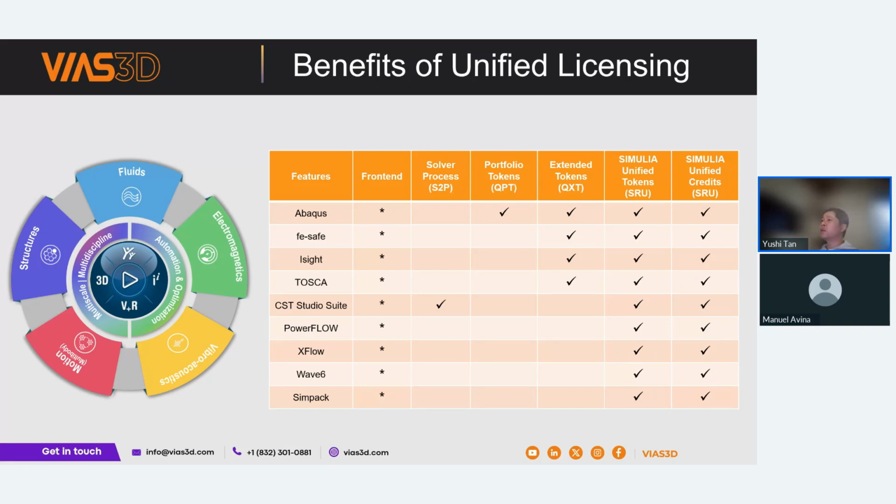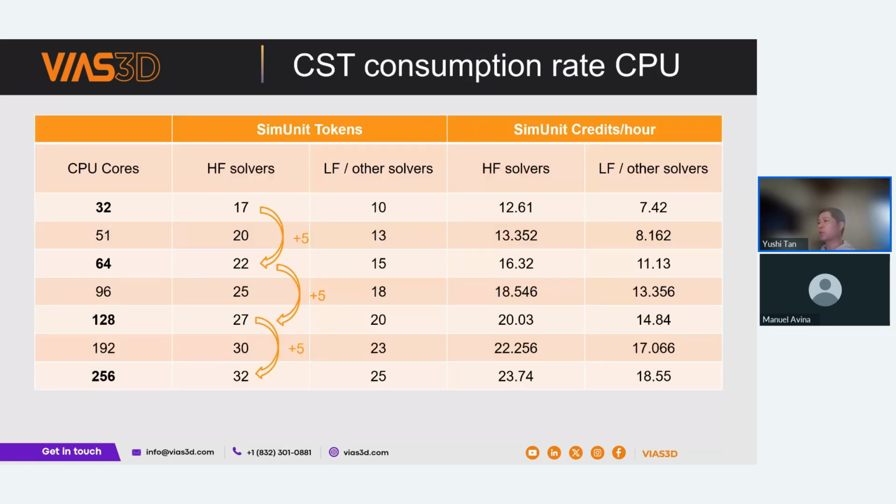The unified license model does come in two flavors. One is tokens and one is credit. And we're going to talk a little bit more about that in a little bit to get a better sense of what I actually mean by tokens and credits. So let's take a look at the typical consumption rate on this new licensing. For high frequency and low frequency, the consumption rates can be different, like I said a little earlier.